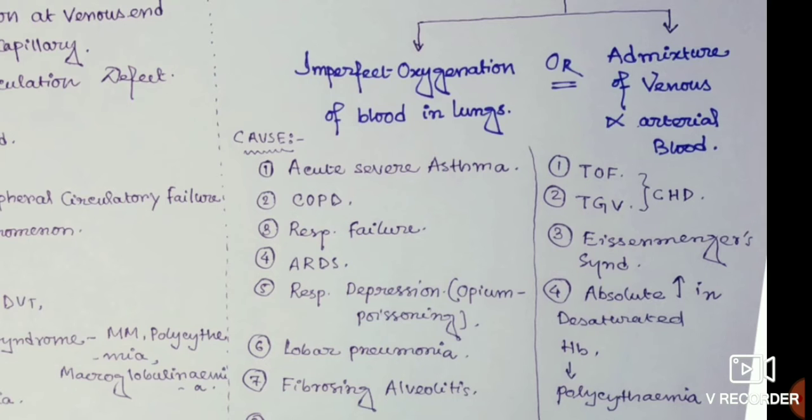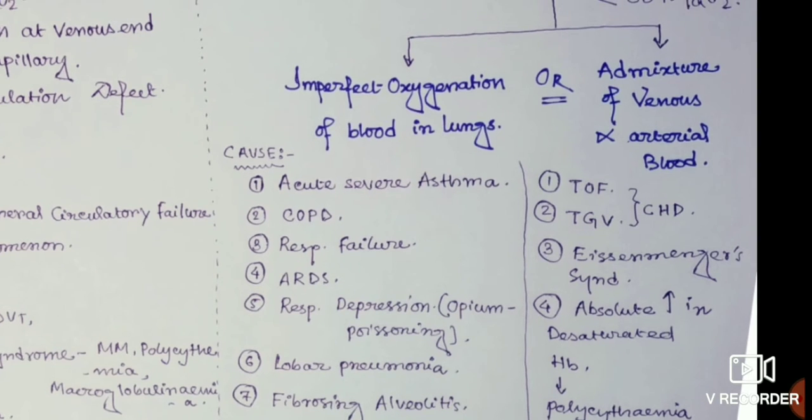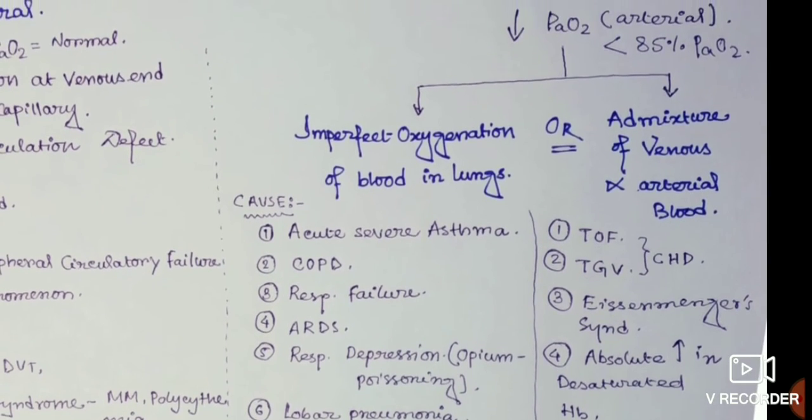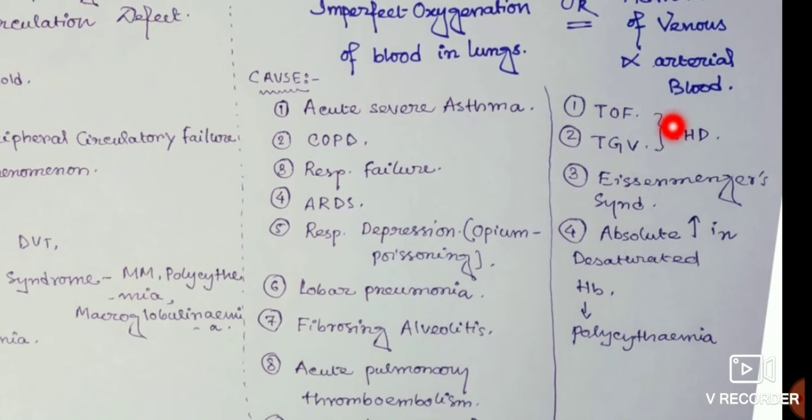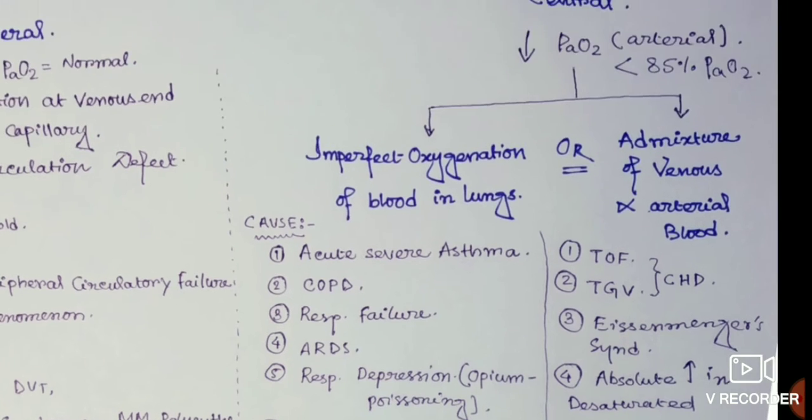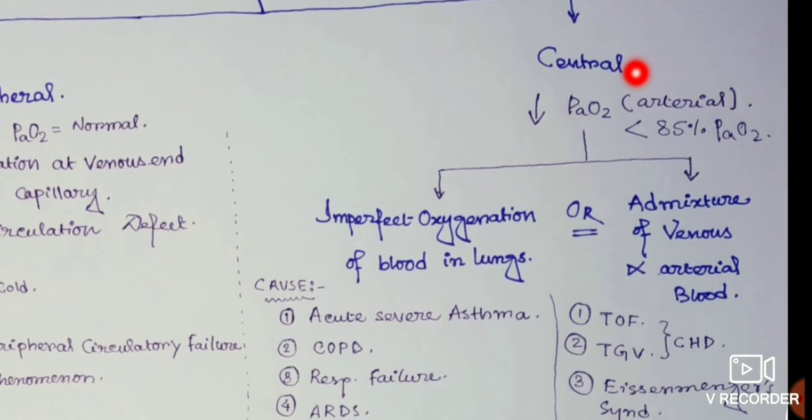Now, the causes of admixture of the venous and the arterial blood. These are seen in congenital heart defects such as tetralogy of Fallot, transposition of the great vessels, Eisenmenger syndrome that develops in long-standing VSD, where we will see right to left shunt instead of left to right shunt in VSD. Absolute increase in the desaturated hemoglobin, seen in polycythemia, will also lead to central cyanosis.